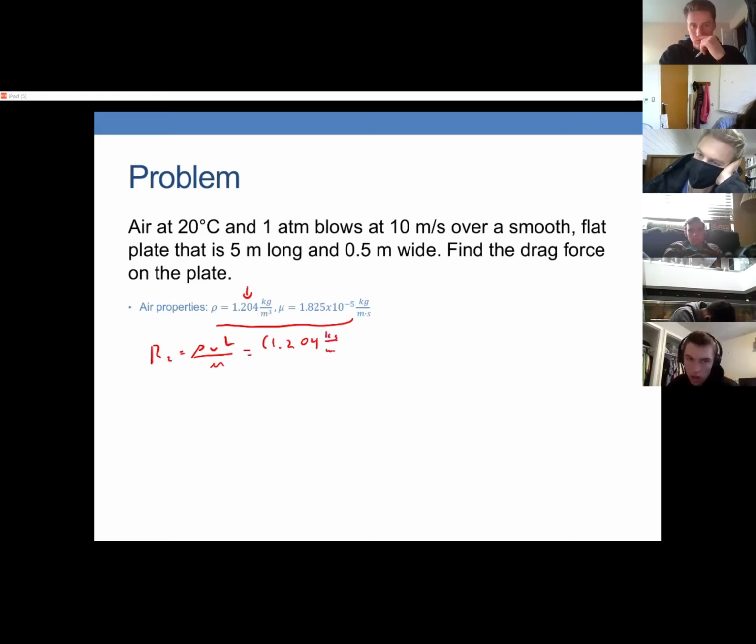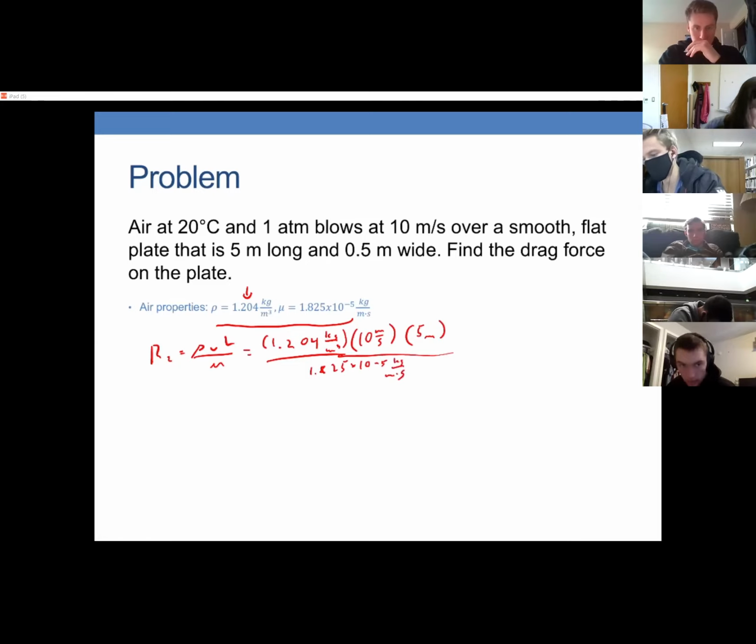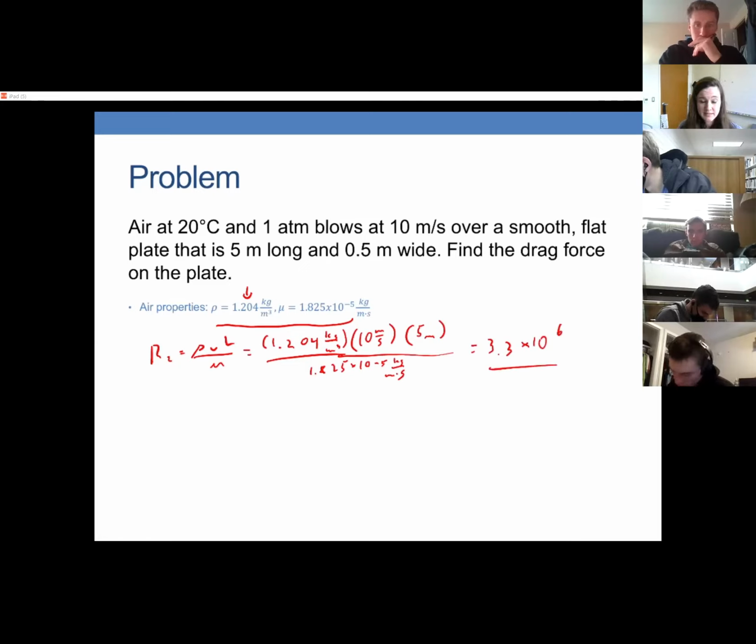But 1.204 kilograms per meter cubed times 10 meters per second times 5 meters over 1.825 times 10 to the negative 5 kilogram per meter second. I got 3.3 times 10 to the 6th, assuming I plugged everything in right. But the point is, it's about 10 to the 6th. It is well over 10 to the 5th.